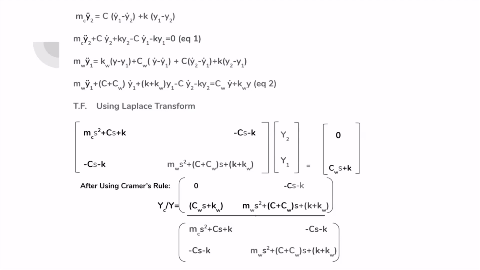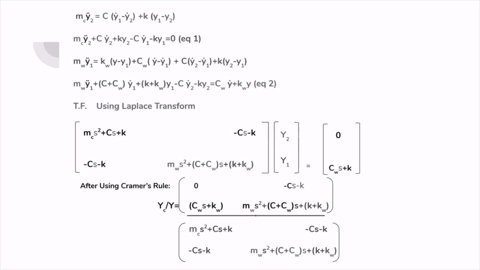So we found that the mass of the wheel times the acceleration of the wheel is equal to the spring rate of the wheel times the displacement of the ground subtracted by the displacement of the wheel, plus the damping coefficient of the wheel times the velocity of the ground subtracted by the velocity of the wheel, plus the damping coefficient of the suspension times the velocity of the car subtracted by the velocity of the wheel, plus the spring rate of the suspension multiplied by the displacement of the car subtracted by the displacement of the wheel.